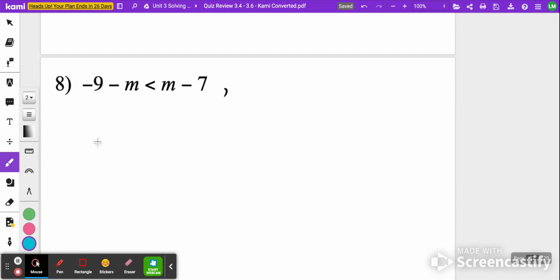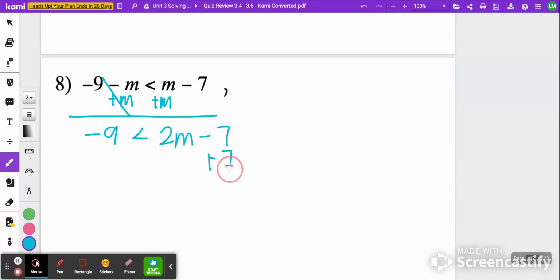Number 8, I have negative 9 minus m is less than m minus 7. So one thing I probably want to do here is add m to the other side to join the other m. So I get negative 9 is less than 2m minus 7. And then I'm going to add 7 to both sides.